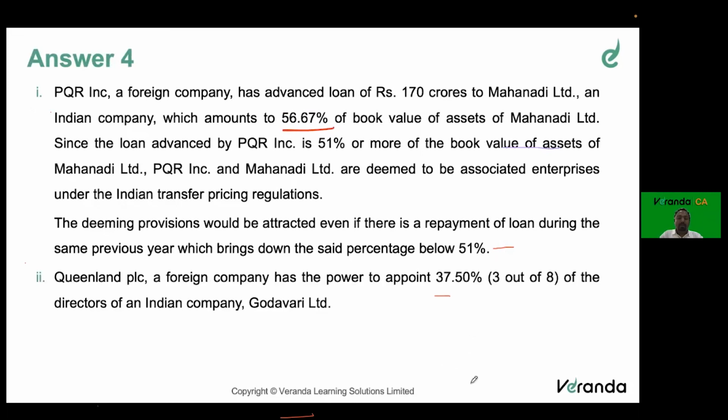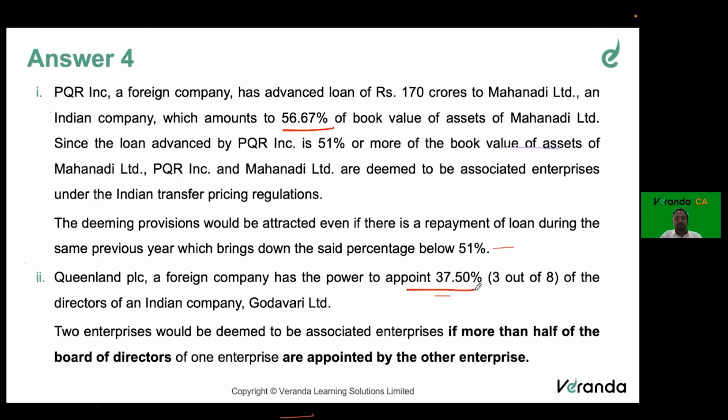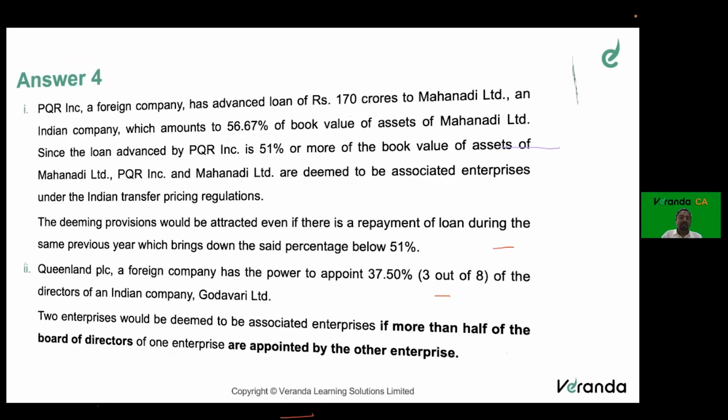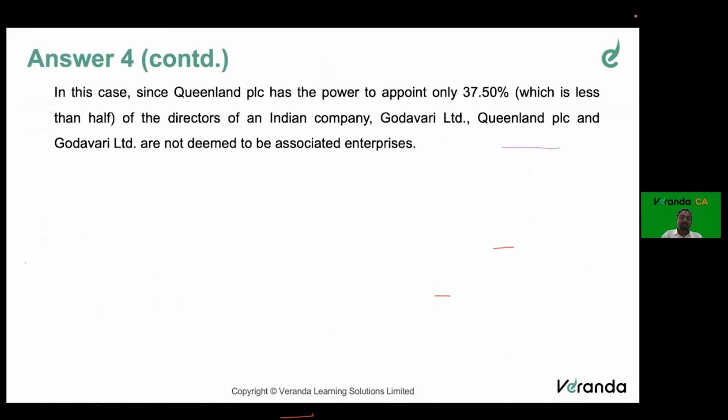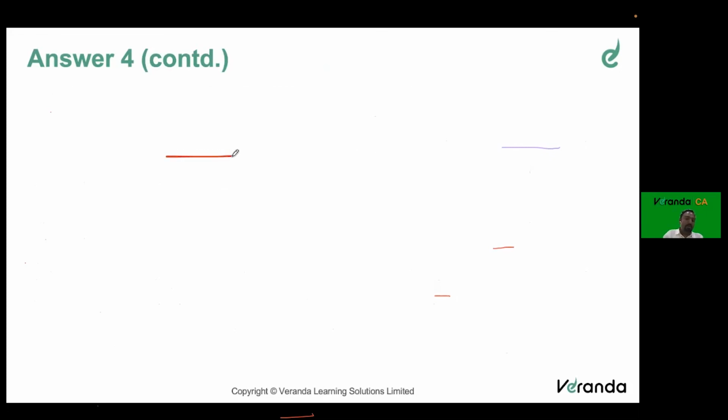Right? So Queensland has appointed only 37.5%. That is 3 out of 8. So in this case, whatever has been appointed is less than 50%, less than half. So what does the provision say? If more than half of the board of directors, more than 4. So here it is only 3. Hence, they are not called deemed to be associated enterprises. So they are not deemed to be associated enterprises. So hope you are clear with this.